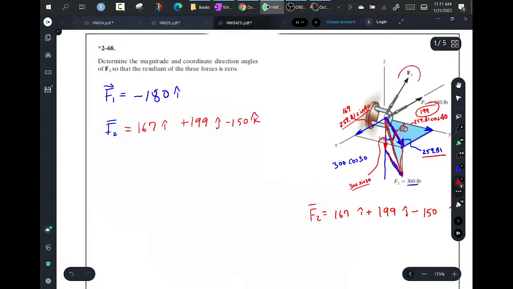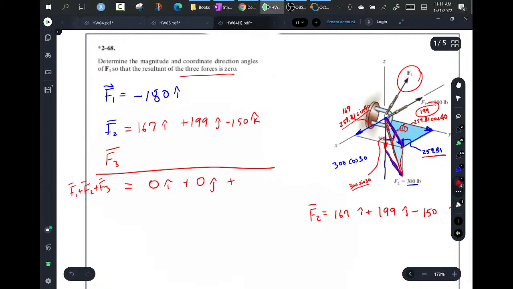Now he's saying this F3 has to be pulling or moving in such a direction that the resultant of the three is 0. So F3, and then what you do is you say F1 plus F2 plus F3 equal to 0i plus 0j plus 0k. Well, I'll start with this one. That's got to be that. And it's got to be 150. Now this one I need to figure out.